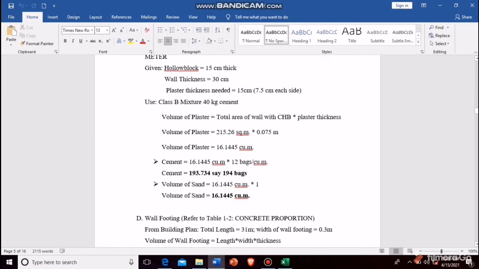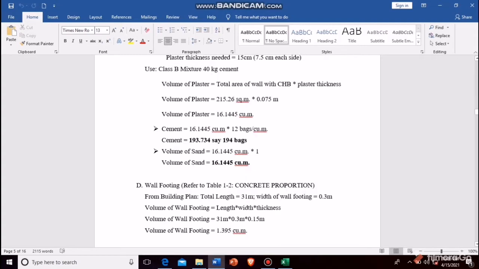For the cement, the volume of plaster times 12 bags, that is 12 bags in class B mixture, 40 kilograms. That is 194 bags. Volume of sand is volume of plaster times 1, that is 16.445 cubic meters.